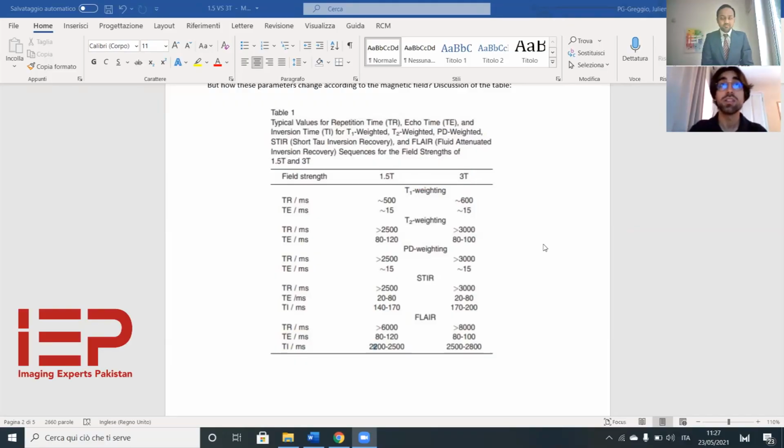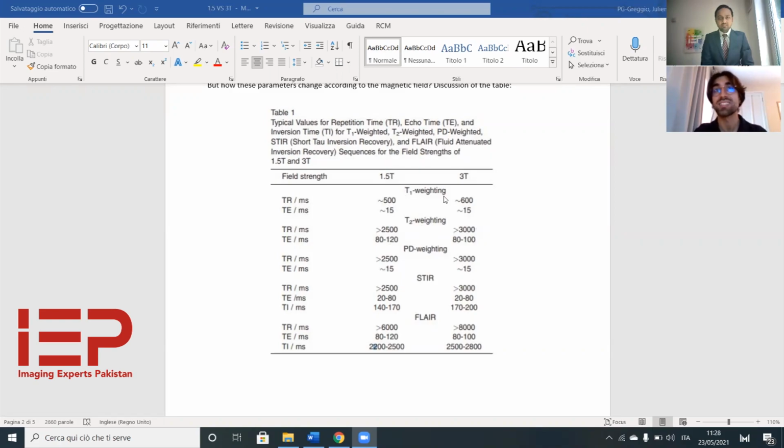So for today, I have a table that I want to share with you. Okay, so as you can see, these are the typical values we were talking about: the repetition time, the echo time, and the time of inversion, mainly for T1 weighted, T2 weighted, and PD weighted sequences, STIR and FLAIR, so the sequences we were talking about. And they are different for 1.5 and 3 Tesla. So what we can say about this table is that there are no major differences regarding the TE between 1.5 and 3 Tesla. It's roughly the same according to the weighting of the sequence.